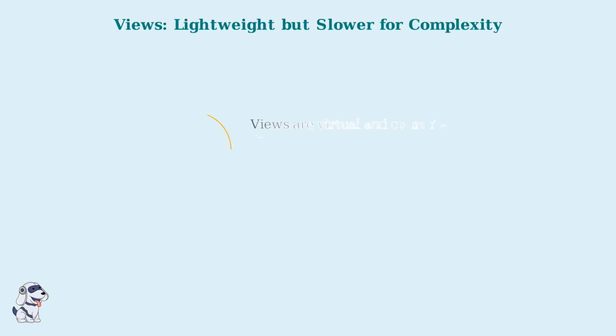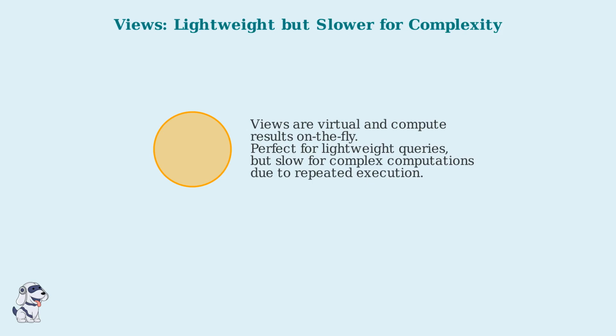Views act as virtual tables, computing query results on the fly without storing data. They're ideal for lightweight queries and provide real-time data access, making them suitable for ad hoc analytics or data abstraction. However, for complex computations involving multiple joins or aggregations, views can be slow as they execute the underlying SQL query each time they're accessed, leading to higher latency compared to pre-computed options.